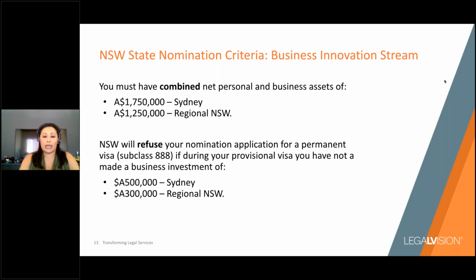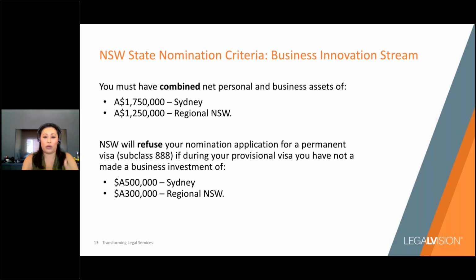So again, New South Wales will have criteria around what asset threshold you need to meet based on the location that you want to migrate to, and then what business investment commitment you need to make as well. So the first part is for applicants that want to migrate to Sydney metropolitan region, they need to show that their combined net personal and business assets is at least 1.75 million. Now, for regional, it is 1.25 million.